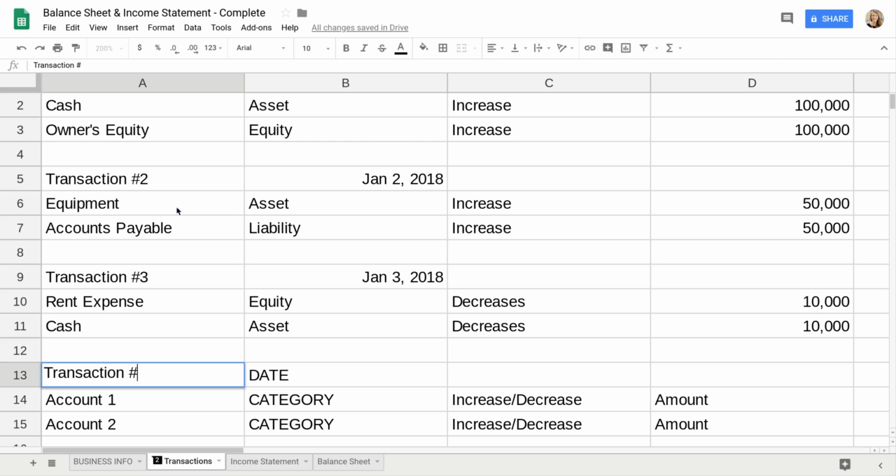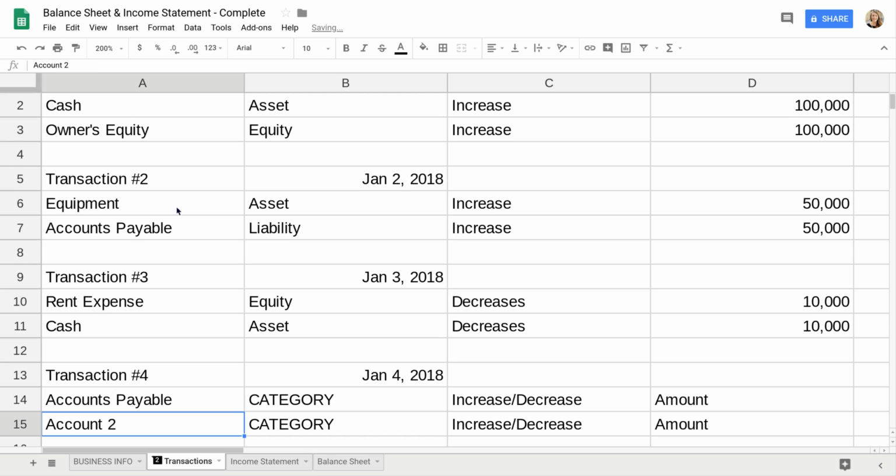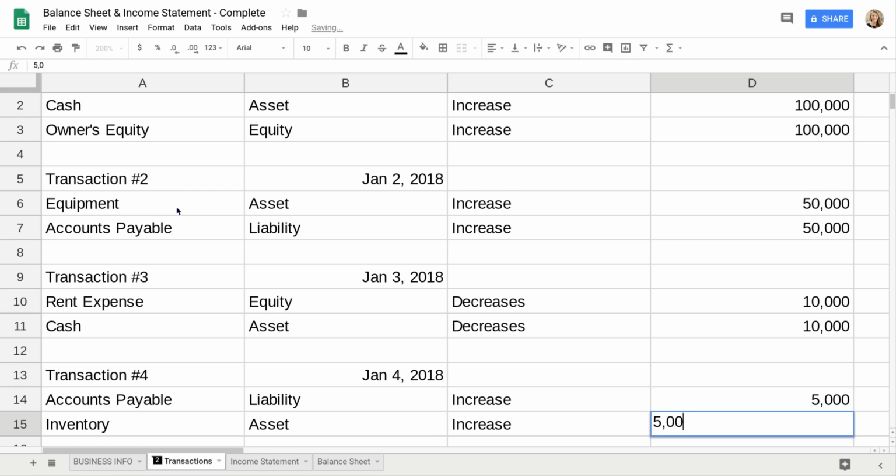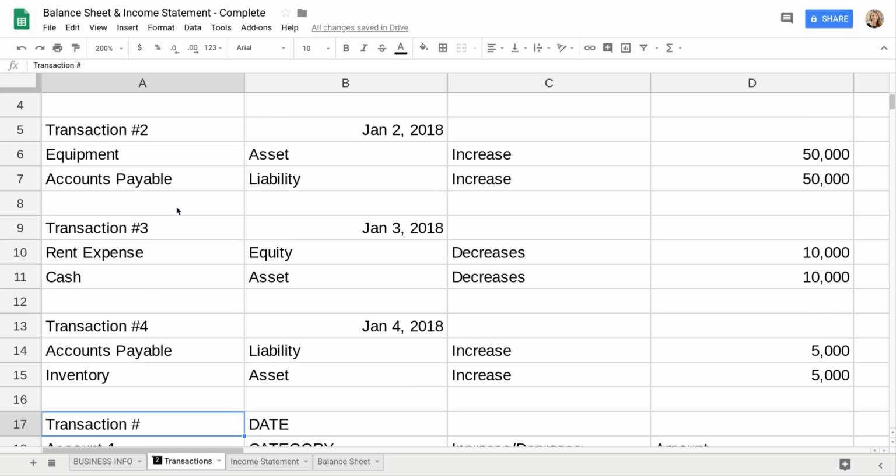Transaction number 4, I'm going to buy some inventory. So January 4th, 2018, I'm going to buy some inventory. So we've got accounts payable. We have 2 transactions in accounts payable now, and inventory. Accounts payable is a liability account. Inventory is an asset, and they're both increasing. Okay, and I'm going to buy $5,000 worth of inventory.